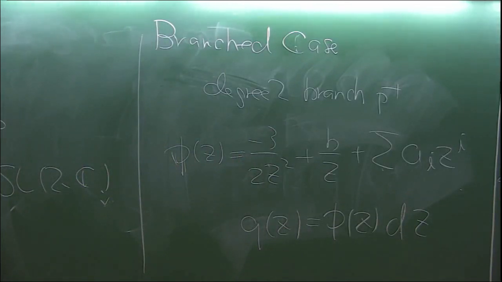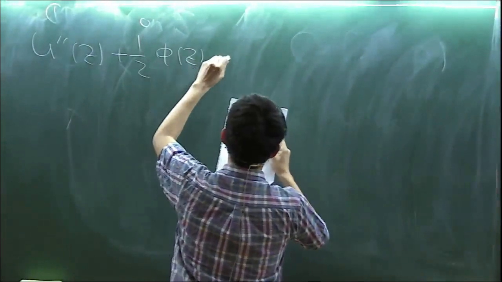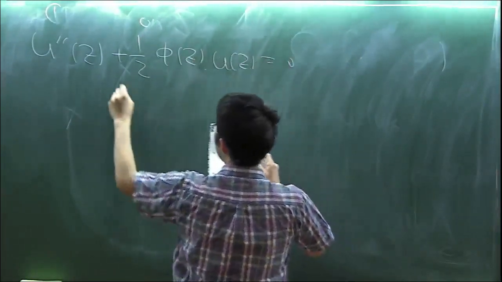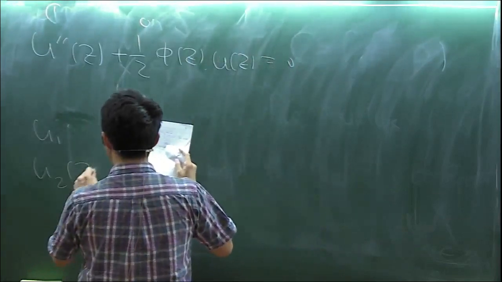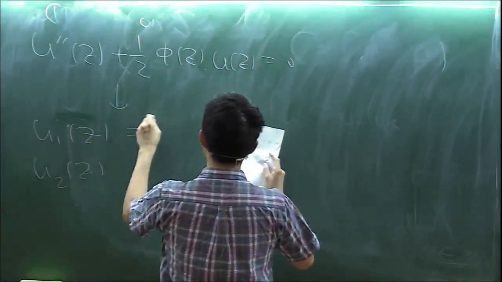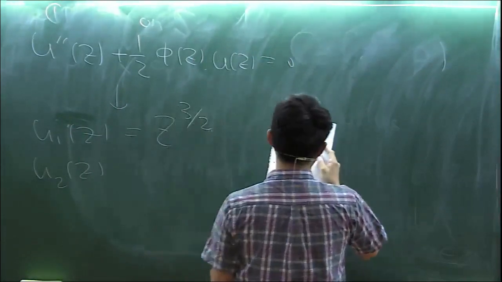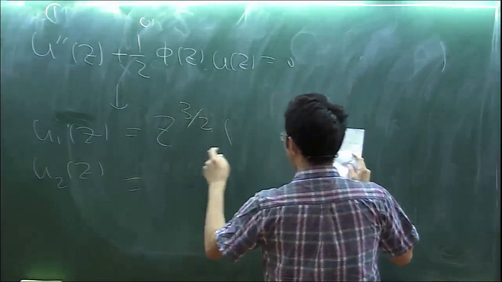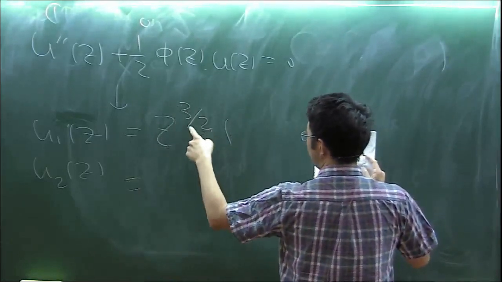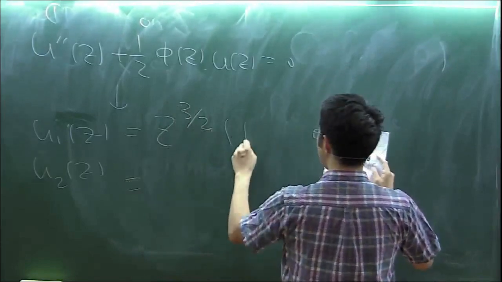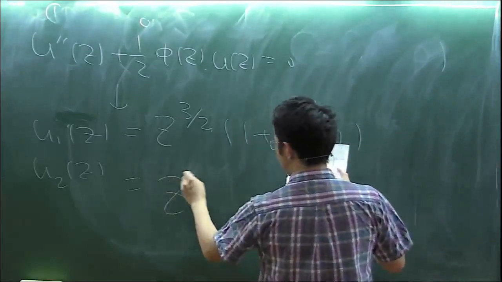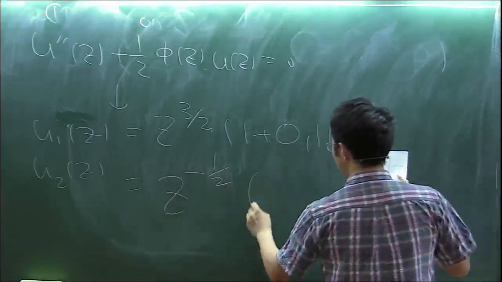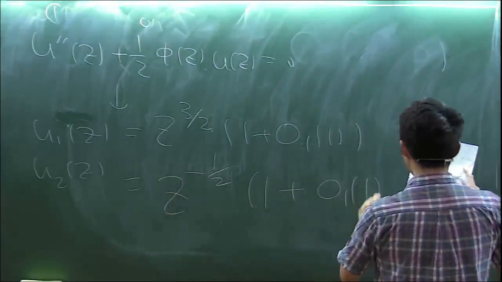Again, solving the Schwarzian equation. We have two linearly independent solutions of the following form. So starting with c to the 3 halves, and then smaller terms, and c to the minus 1 half with smaller terms.